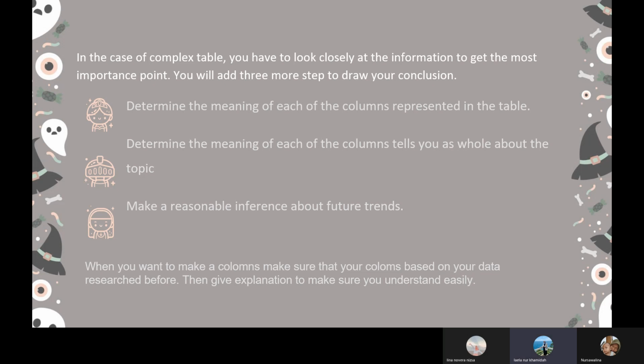In the case of a complex table, you have to look closely at the information to get the most important point. You will add three more steps to draw your conclusion. The first is determine the meaning of each of the columns represented in the table. The second is determine what each of the columns tells you about the topic. And the last is make a reasonable inference about future trends. When you make columns, make sure that your columns are based on your data research. Then give an explanation to make sure you understand easily.